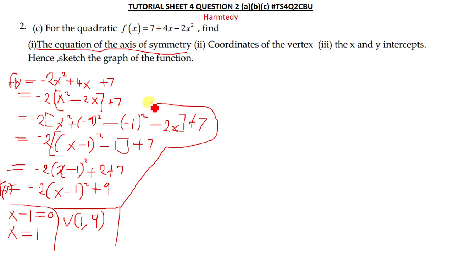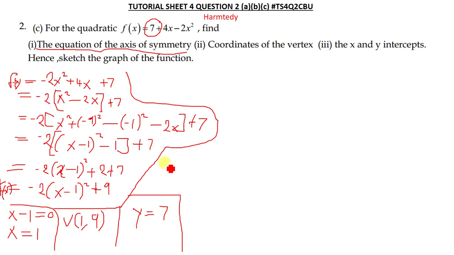So the x and the y intercepts. The y intercept, we know, is just going to be 7. You just get that part as your y intercept. So in short, we found the y-intercept, which is just 7. You just get the constant.